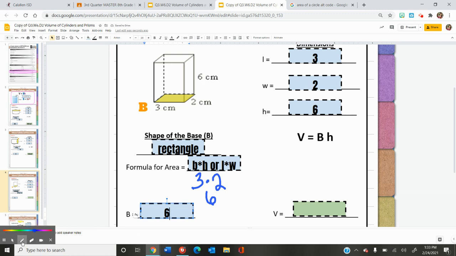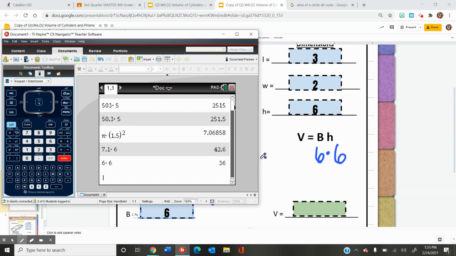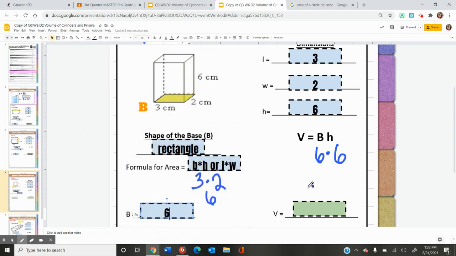Now we're going to go ahead and apply this to our formula. So we have volume equals big B times little h. Now remember, big B applies to the overall formula of my base shape, which was 6. Now I'm multiplying this by my height, so the height of my 3D image is 6. So 6 times 6 is 36, but to show you in the calculator, again, 6 times 6 is 36. So the volume of this prism is going to be 36 cubic centimeters.